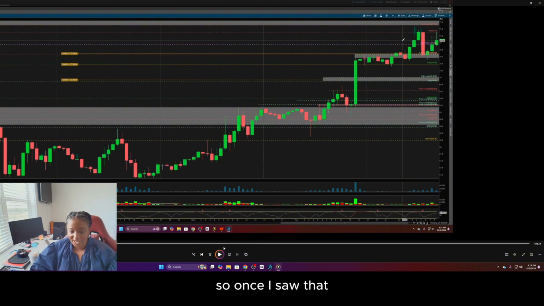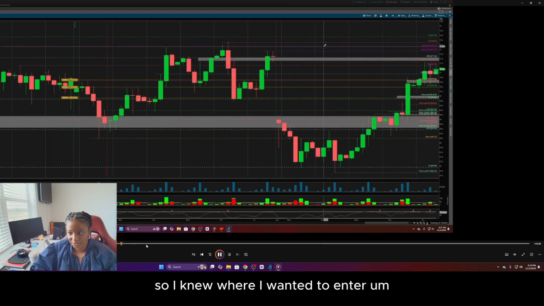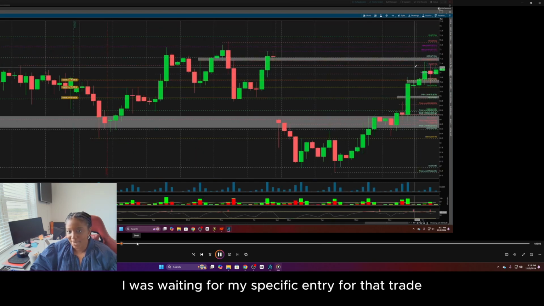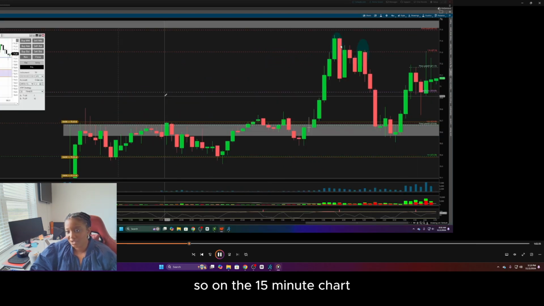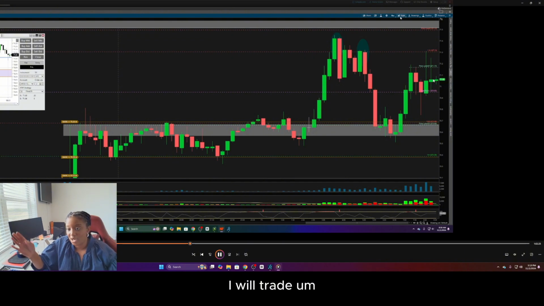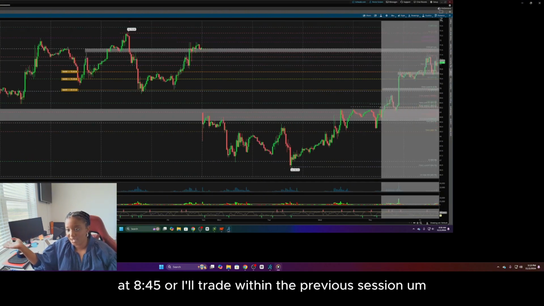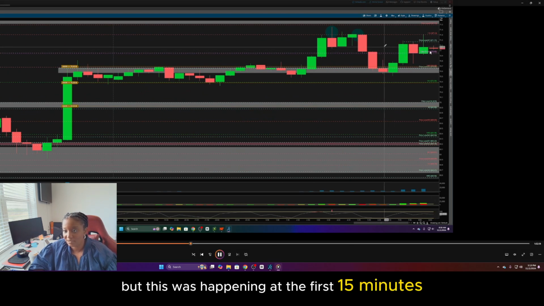Once I saw that, I already had my levels marked for the day, so I knew where I wanted to enter. At this point, I was waiting for my specific entry for that trade. On the 15-minute chart, we had this happening within the NY session here. It's about 8:30. I do not trade at 8:30. I would trade at 8:45, or I'll trade within the previous session. But this was happening in the first 15 minutes.